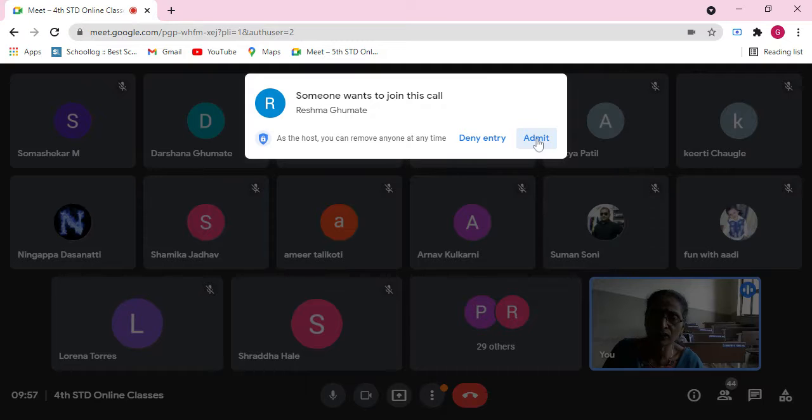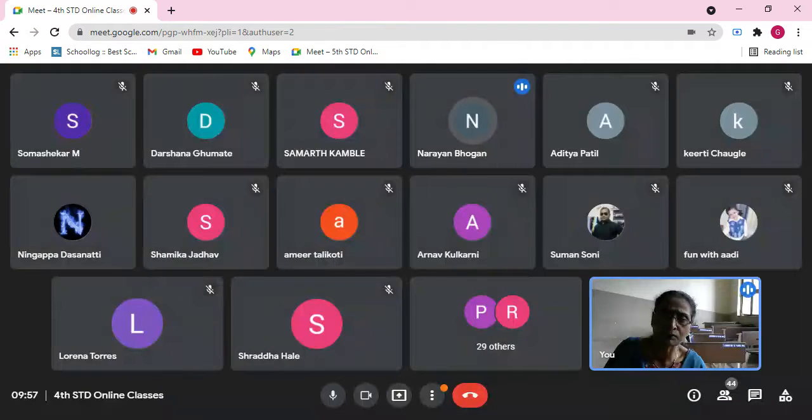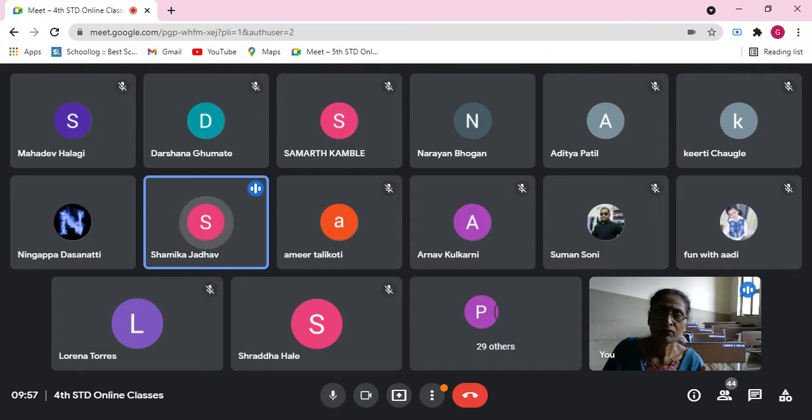They join late, they join in between the class and they ask me to repeat again from the beginning. That I will not do. Timing is given, you are supposed to join at that time and start the work with me. If you are joining late, that is your problem. 5, 6 times I am not going to repeat. This is the last time I am telling you.